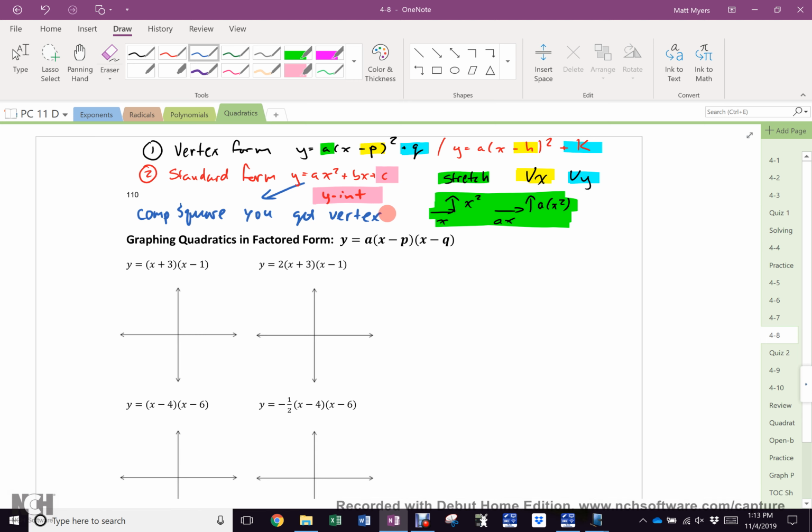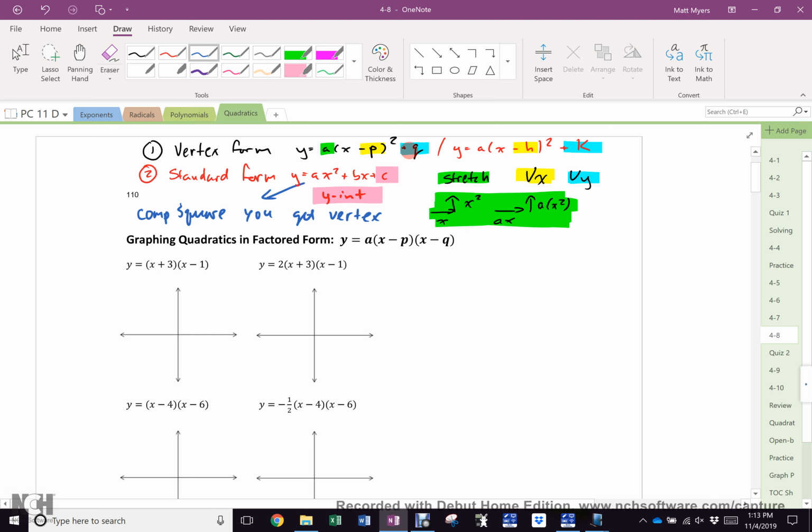Now, each of these things will tell you something just by looking at it. Both of them will tell you everything about a parabola if you manipulate them. You all need to know the difference. Vertex form, standard form, and factor form are all the exact same thing. They've just been manipulated. Because, of course, if I FOIL this, I get standard form. If I send the 2 in, I get standard form. If I complete the square on that 2, I get vertex form, yeah?